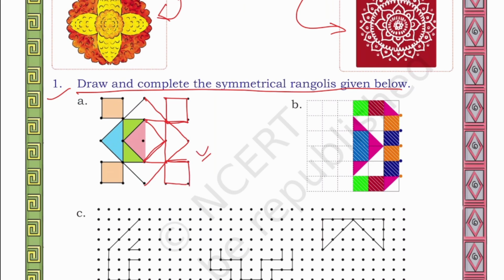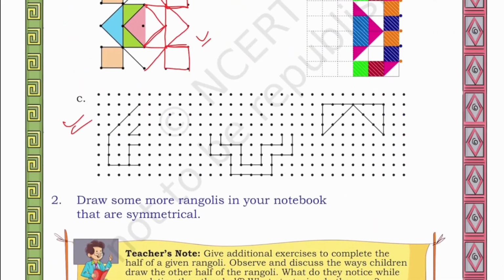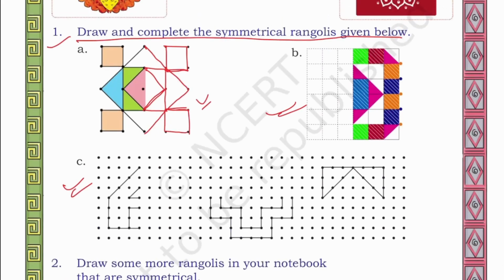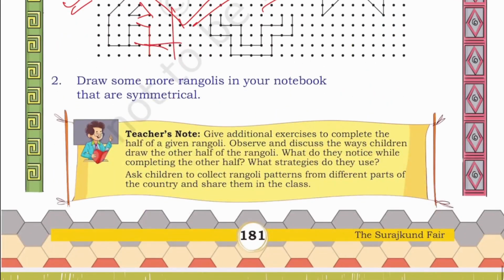Okay, you can color it. Similarly, you can make a symmetrical object like this. Okay, you can make a symmetrical object like this and color it. Then draw some more rangolis in your notebook that are symmetrical.